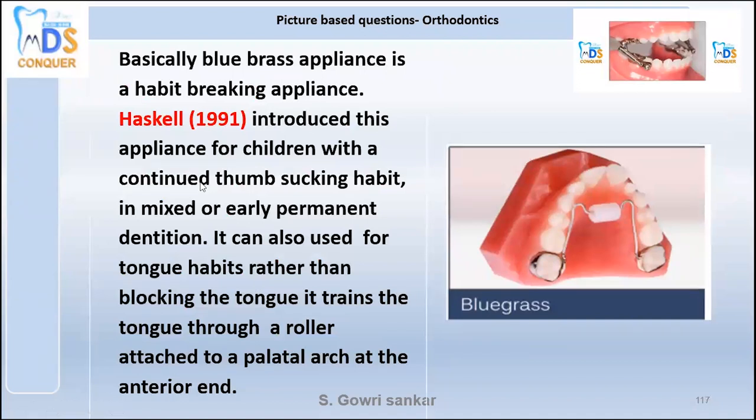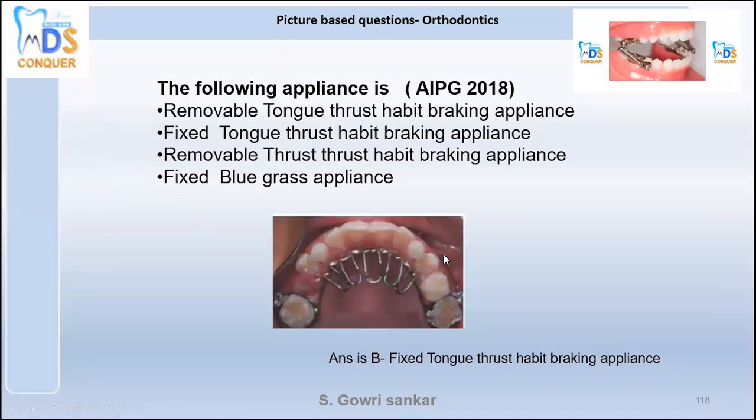So this we have discussed. Blue grace appliance, it can be given for thumb sucking, tongue thrusting, anything you can give, which creates an exercise for your tongue muscles. Thus, again, one more appliance. So it is removable or fixed. It is very clear.